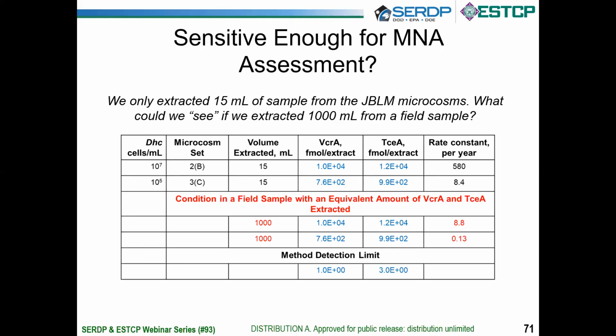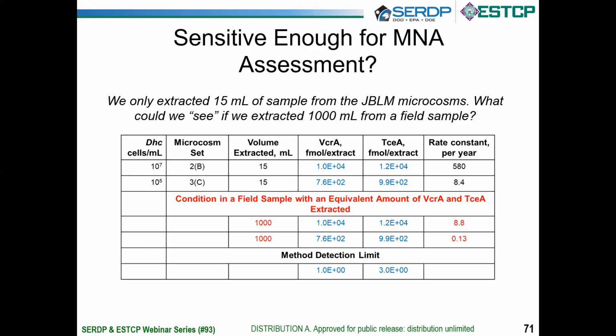But a key consideration is that because this was a laboratory demonstration, we were limited on the total amount of sample volume that we could collect. In this case, it was a 15 milliliter sample volume. In the field, of course, we'll be able to collect orders of magnitude more. For example, a typical groundwater sample volume is on the order of a liter. So two orders of magnitude more sample to extract, digest, and analyze.